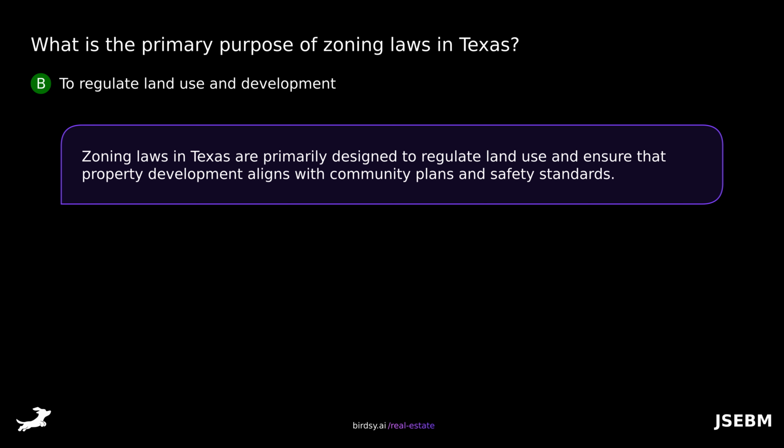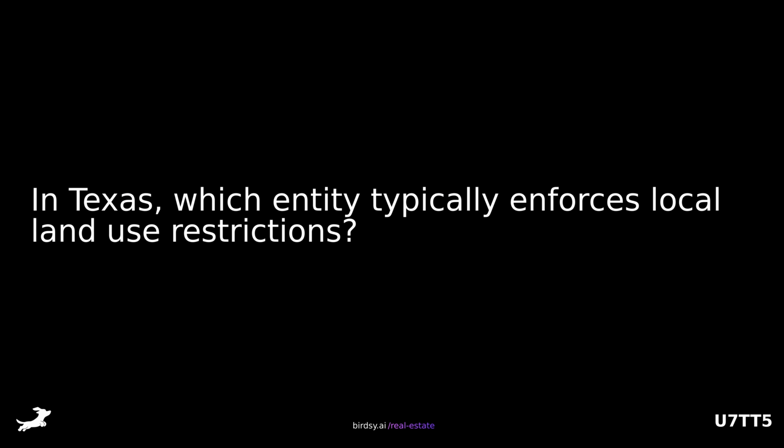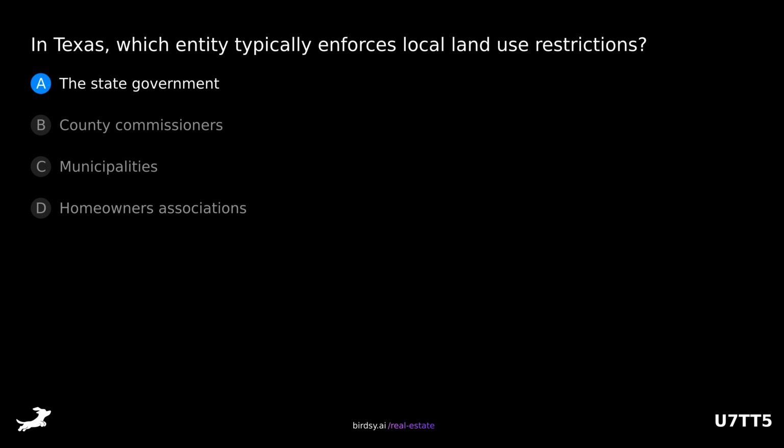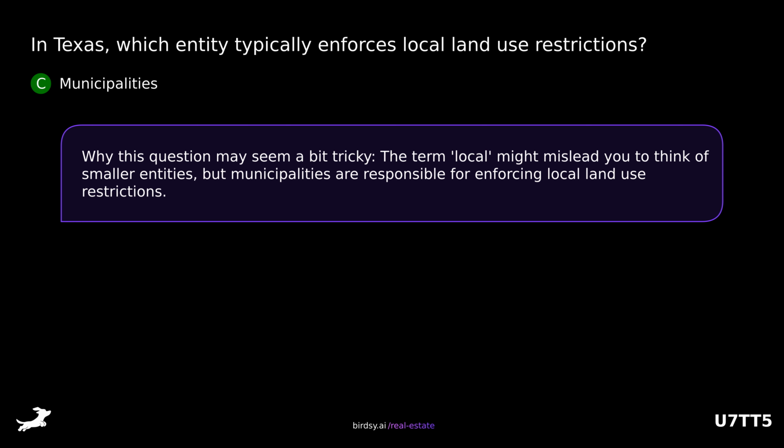In Texas, which entity typically enforces local land use restrictions? Is it A, the state government, B, county commissioners, C, municipalities, or D, homeowners associations? The answer is C, municipalities. Why this question may seem a bit tricky: the term local might mislead you to think of smaller entities, but municipalities are responsible for enforcing local land use restrictions.